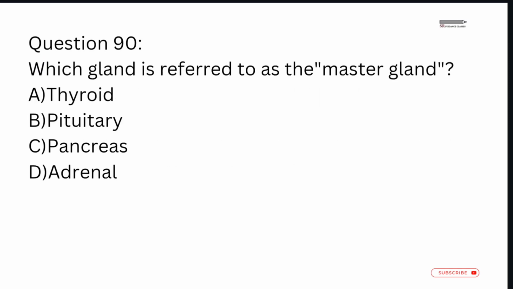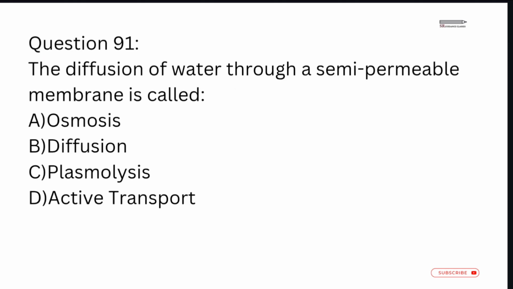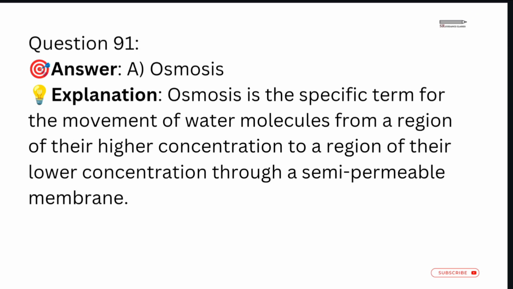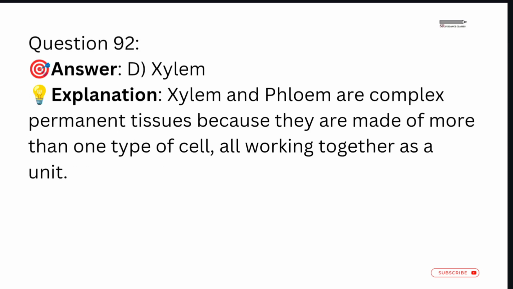Which gland is referred to as the master gland? The correct answer is option B, pituitary. The diffusion of water through a semi-permeable membrane is called... The answer is option A, osmosis. Which of the following is a complex permanent tissue? The correct answer is option D, xylem.